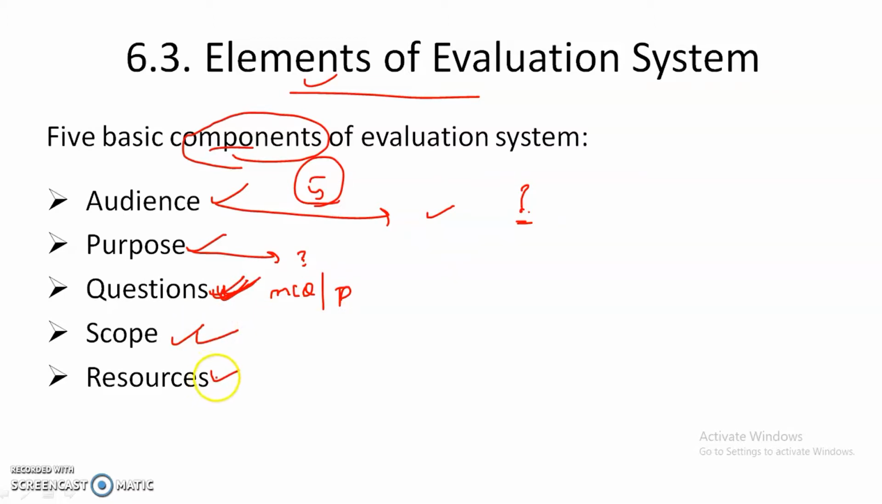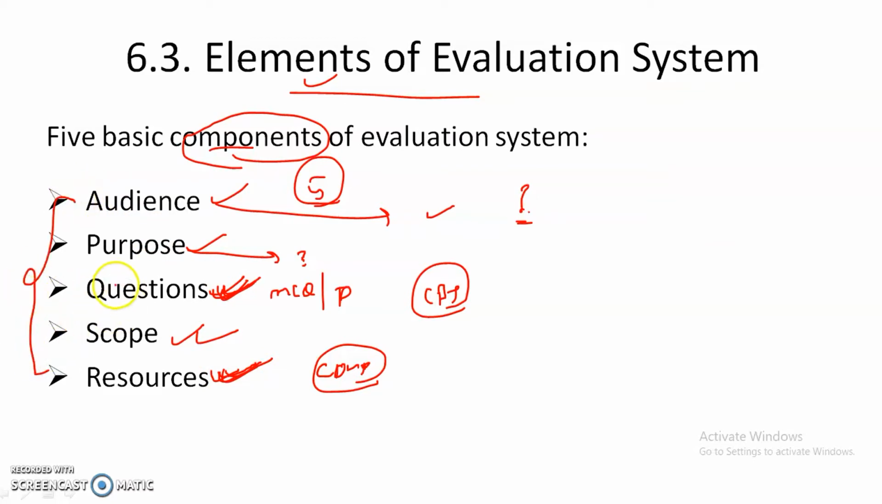and what is the scope of the evaluation, right? And what resources are available to conduct the evaluation. That means if your college does not have a large number of computers, then you cannot conduct a computer based test, right? So based upon the resources also, the evaluation has to be done, right? So these are the 5 basic elements of the evaluation system.